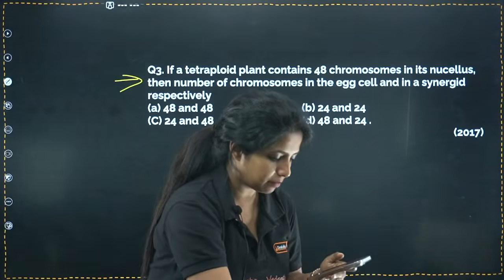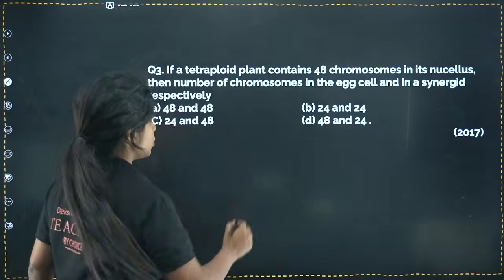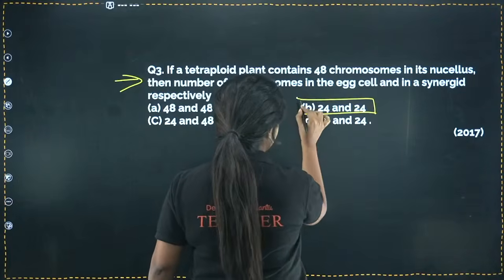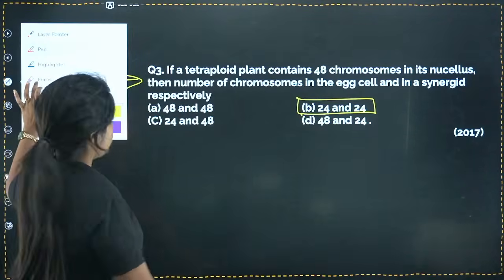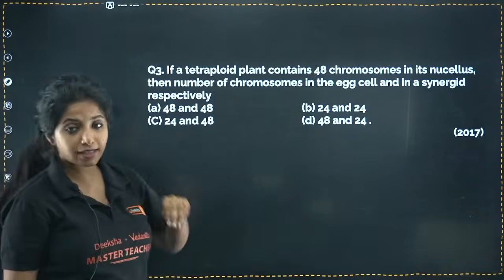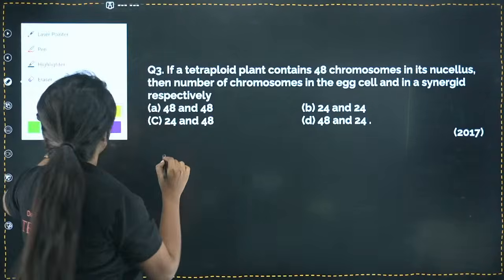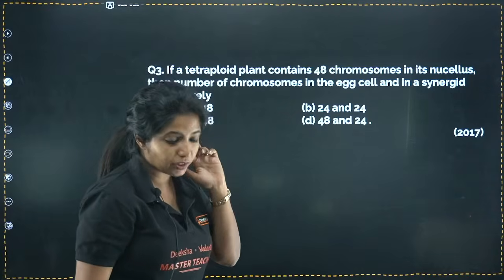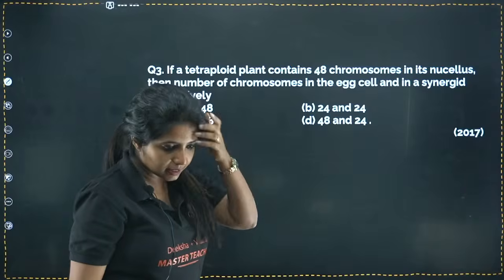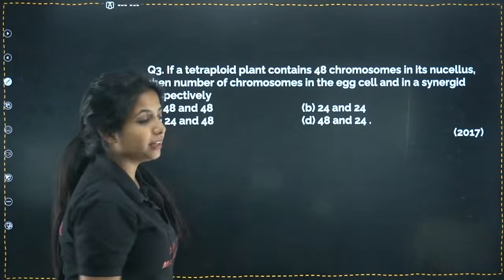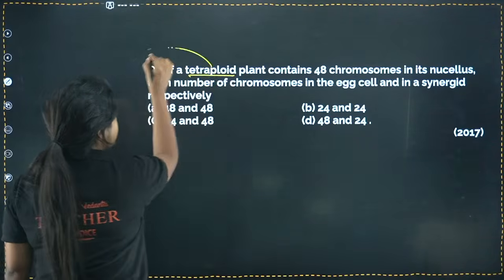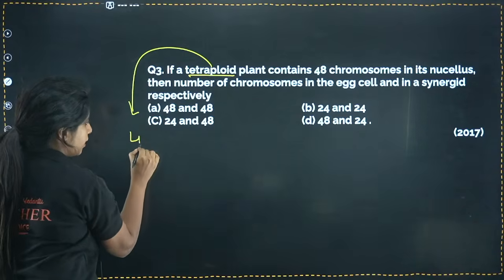Malika and Dhanush gave me the answer, and they said the answer for this question is B, 24 and 24. Is it B, 24 and 24, or do you have any other answers, guys? So the question is, if a tetraploid plant, tetraploid means what? Ma'am, we have only heard about diploid, triploid and things like that. Never heard about tetraploid. So tetraploid means the ploidy over here is 4n.